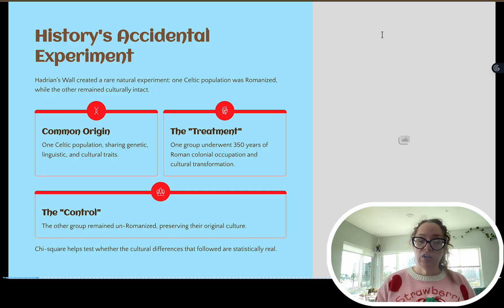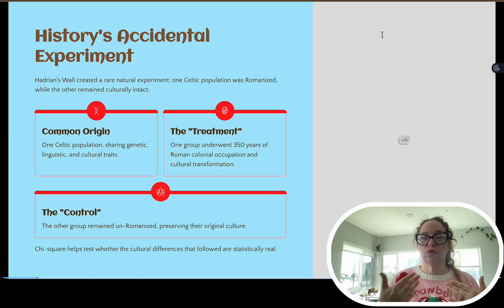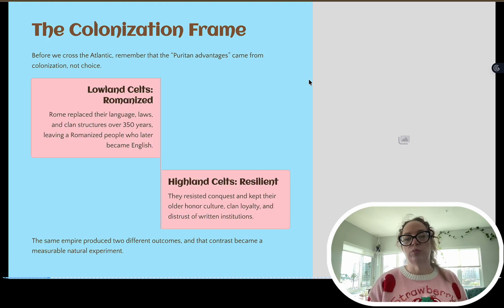And chi-square is the statistical tool that we're going to use for determining whether the results of that experiment are statistically real, whether the differences we observe depart so far from what independence would predict, what the control would be, that we can no longer attribute them to chance.